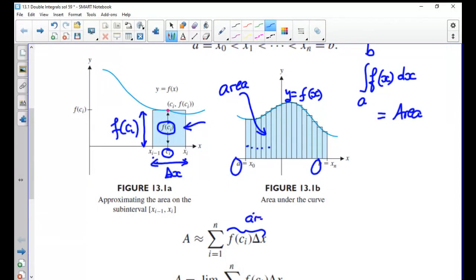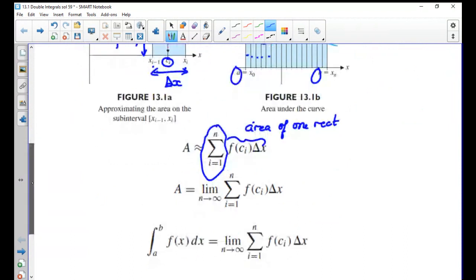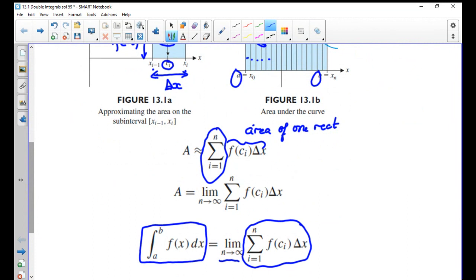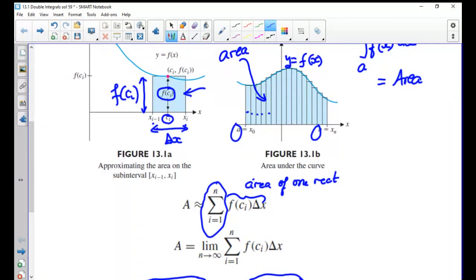You get the area of one rectangle, and then you add these rectangles like this, the sum of those rectangles, and then as you take more and more rectangles, basically we take the limit of this sum. As n goes to infinity, you will get the integral like this. So the integral comes from the sum of some areas of rectangles.